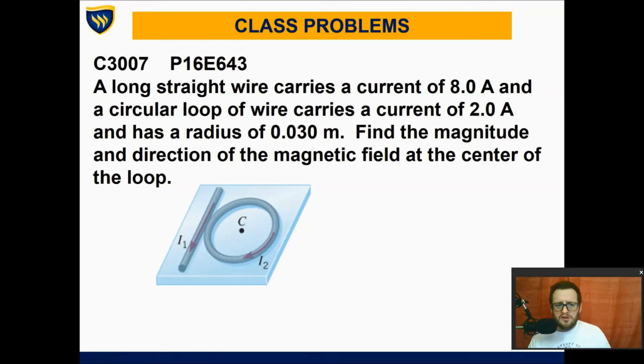If you have a large straight wire carrying a current of 8 amps and a circular loop of wire that carries a current of 2 amps and has a radius of 0.03 meters, find the magnitude and direction of the magnetic field at the center of the loop.